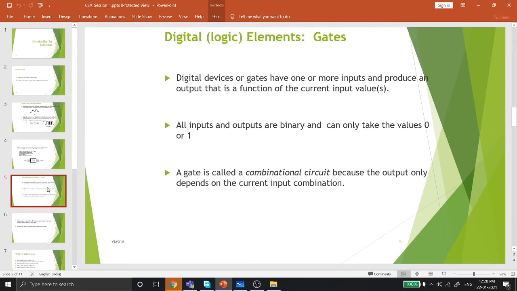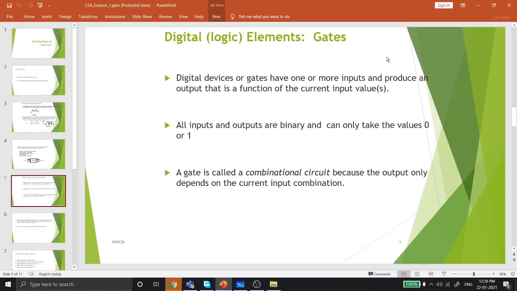And in digital logic elements we have gates. Gates are the most important thing, the building blocks of a computer. Digital gates have one or more inputs and produce an output that is a function of the current input values. I'll explain gates in a moment. This statement means that in digital circuits the output value just depends on two or more input values. All inputs and outputs are in binary, that is, they can only take two values, 0 and 1. There are no other values in between.